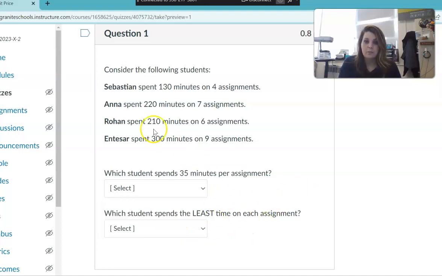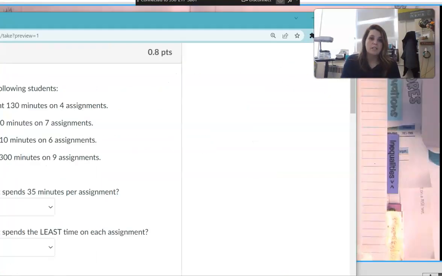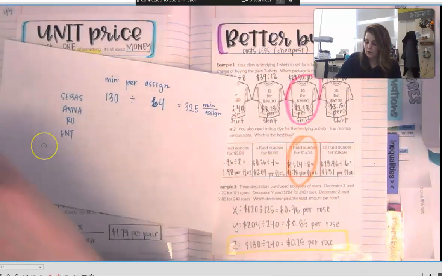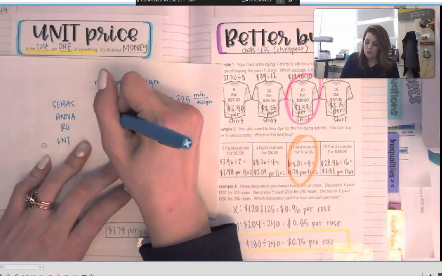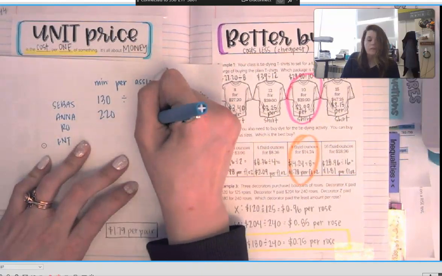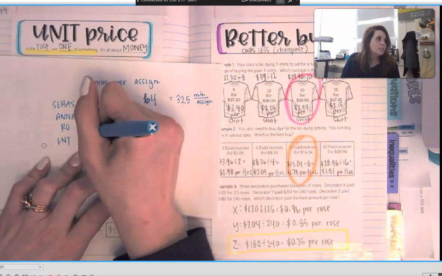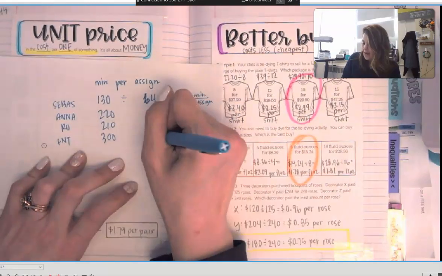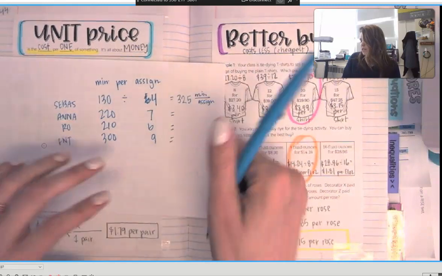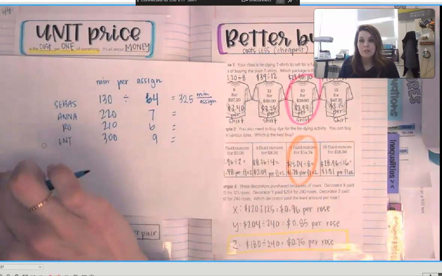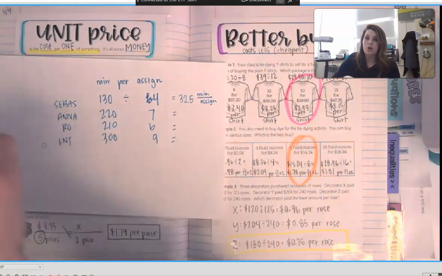So for the rest of these people, you will take the number of minutes and the assignments, and then you will use the numbers that you get in order to solve this problem. So in this case, I'm just going to flip this over really quick. For Anna, you would be doing 220 and 7. For Rohan, it's 210 and 6. For Entisar, it is 309. You get each of these numbers and compare them, and then you use those numbers to solve that problem.